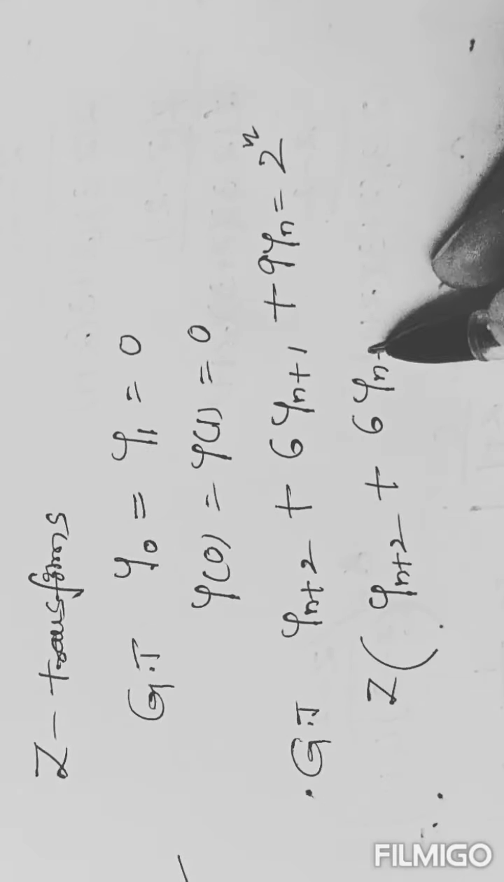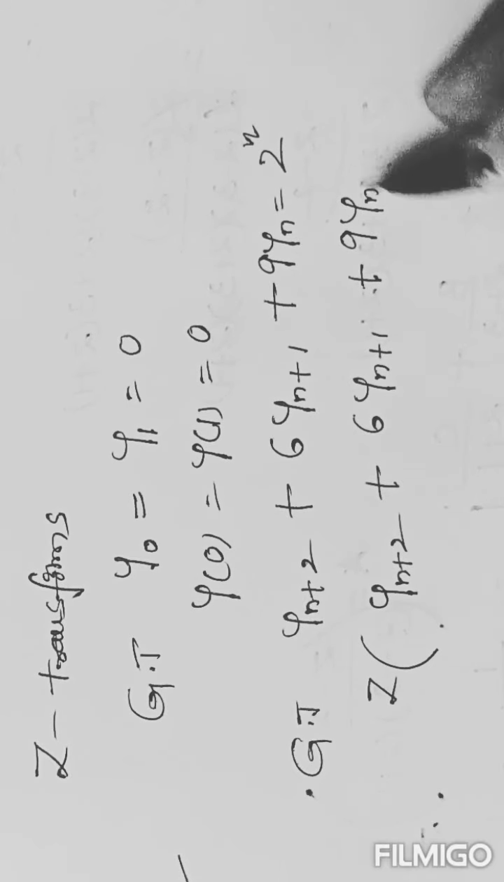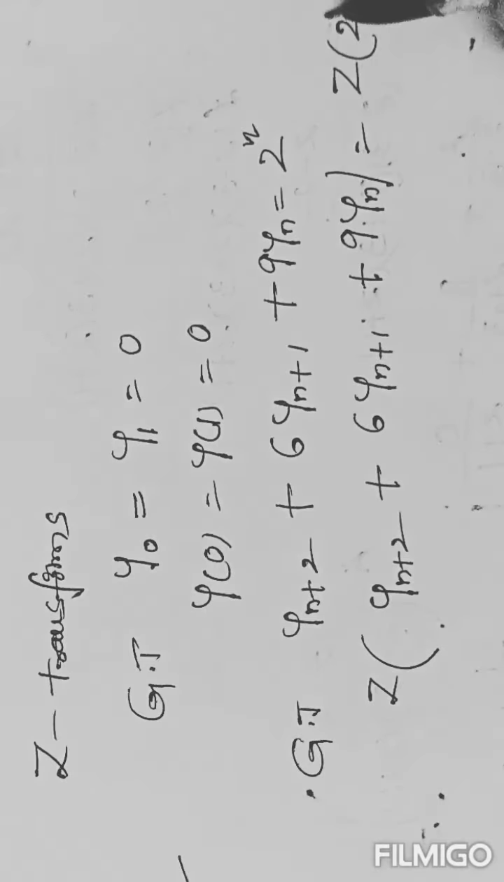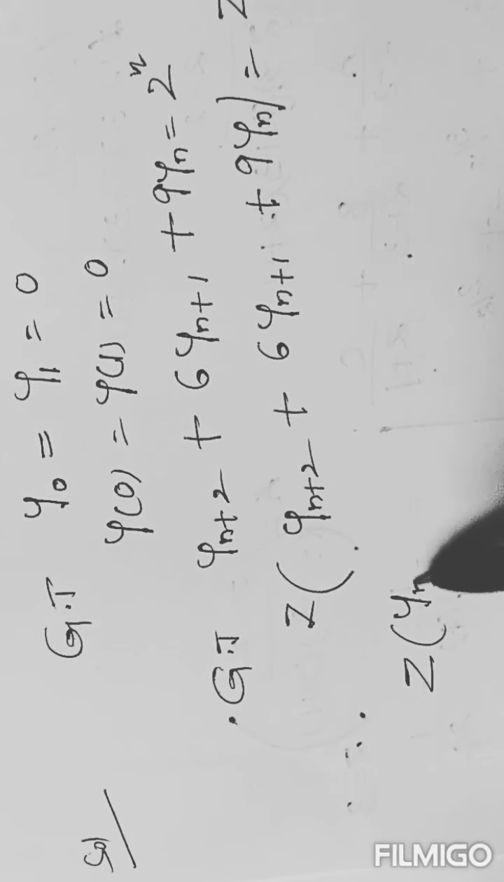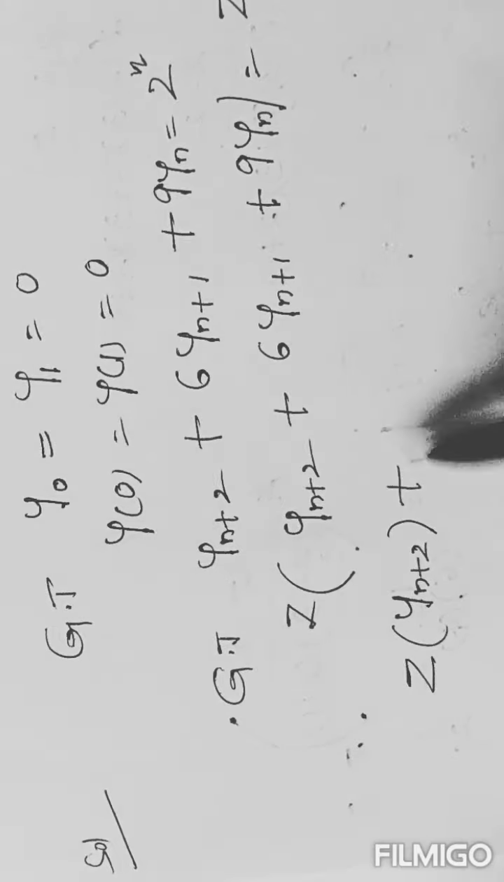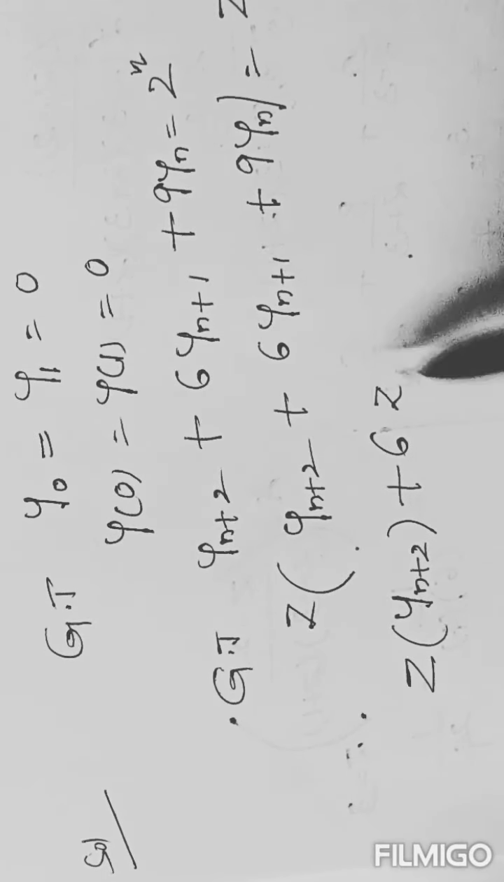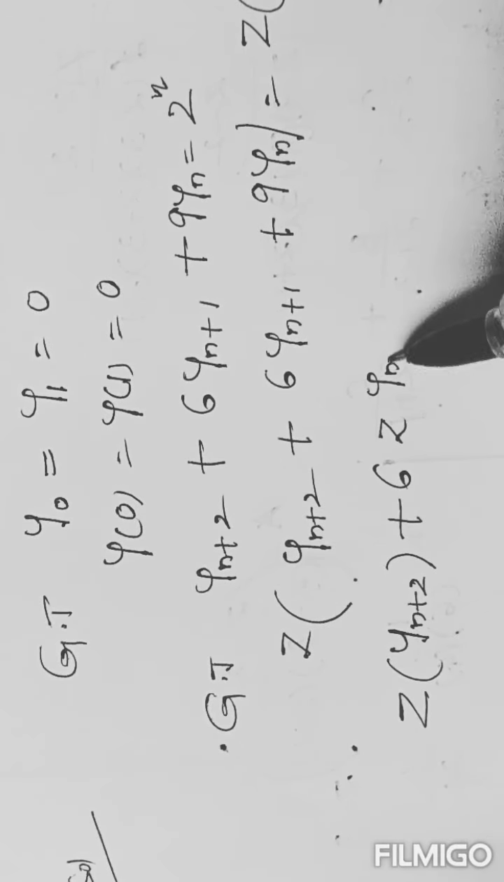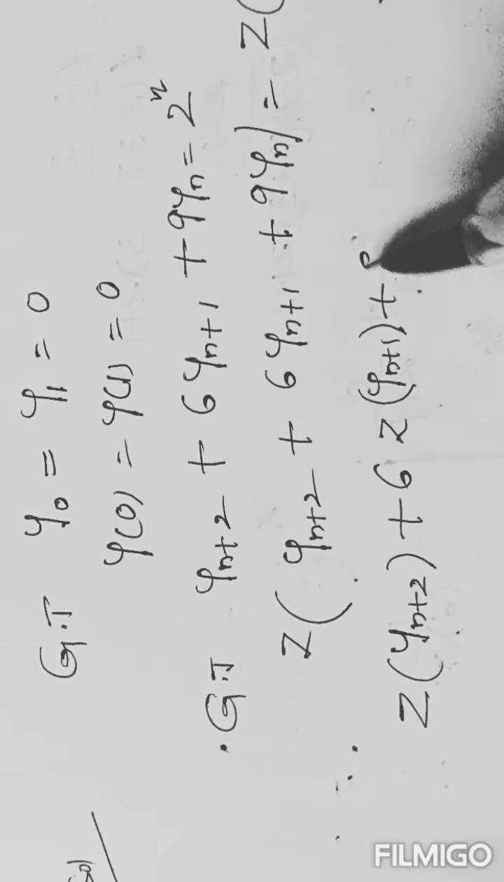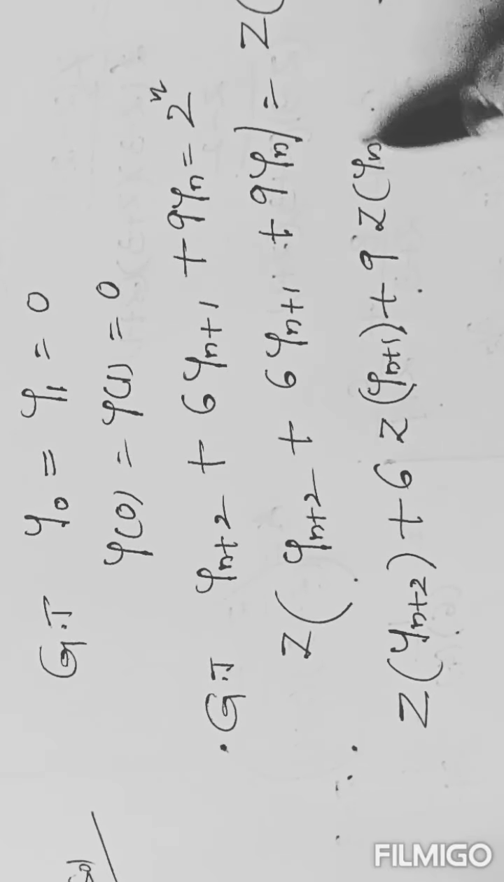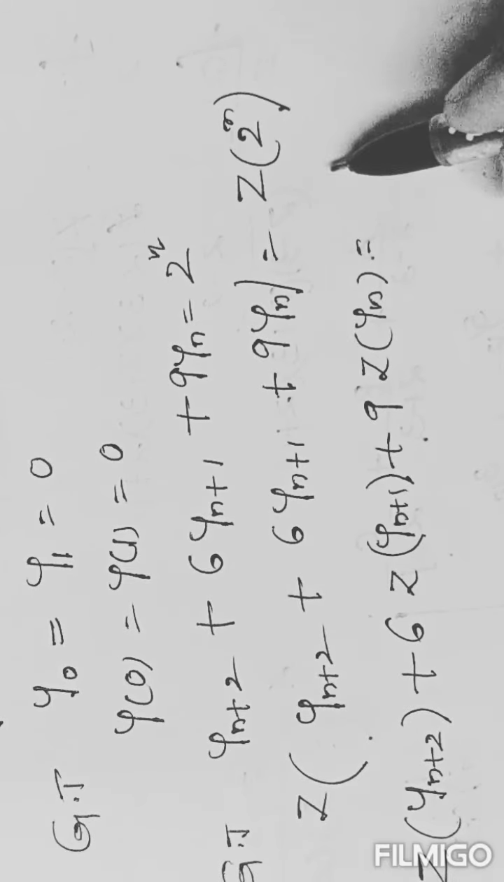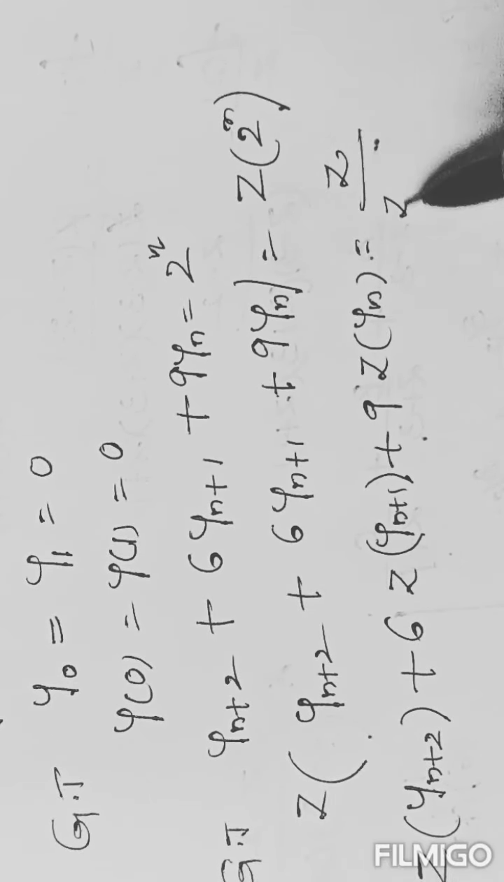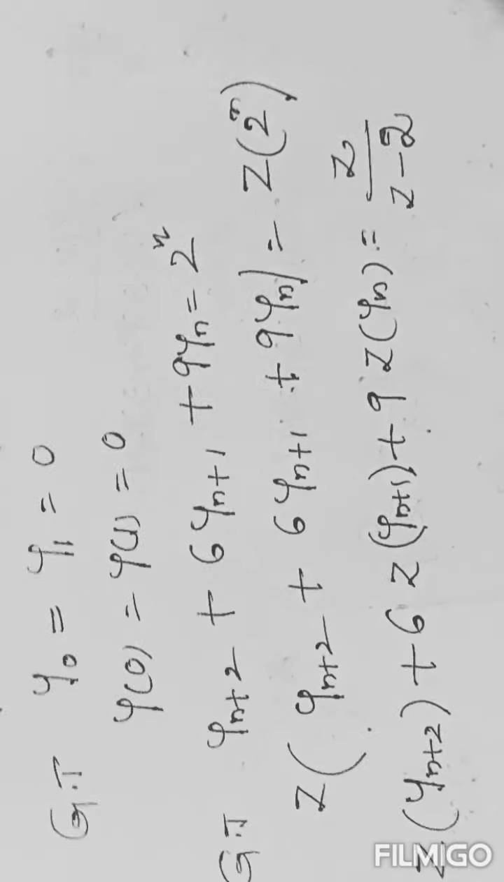6 into y(n+1) plus 9 y(n). Z transform of the right side, Z of 2 power n. Now enter the Z operator into the bracket. Z of y(n+2), 6 is a constant, take it outside. Z transform of y(n+1), plus 9 is a constant, Z acts only on y(n). This is the Z of a power n formula. As per that formula, z by z minus a, where a is 2.